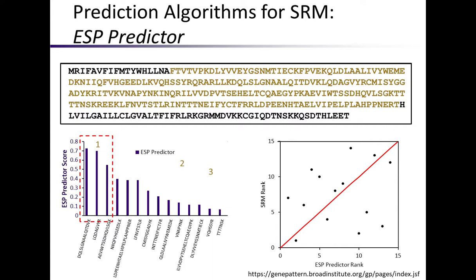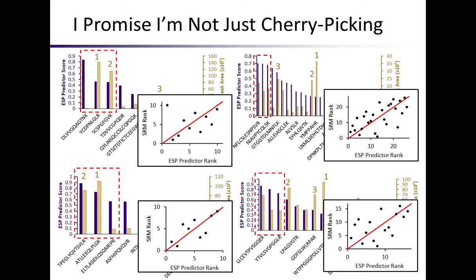Now, I'm coming from a targeted background, and so you might be like, well, Sandy, you're probably just cherry picking here. I promise I'm not. Here's 4 other proteins from the same project where we had the same issue. Maybe 2 peptides are in the top 3, and if you look down in the bottom right corner, like none of the top peptides are in the top 3 that were predicted by ESP predictor.